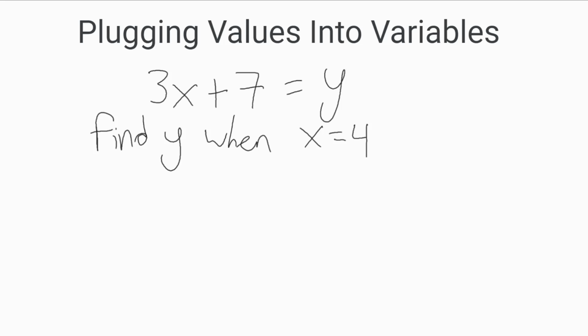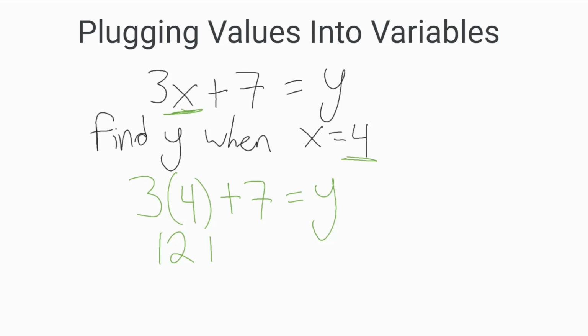So all we need to do is wherever we see an x in our original equation, we need to change it to a 4. That will give us 3 times 4 + 7 = y. And now we need to simplify that left-hand side down. 3 times 4 gives me 12. Then we have our + 7 = y. 12 + 7 gives me 19. And there we go. We solve for y.